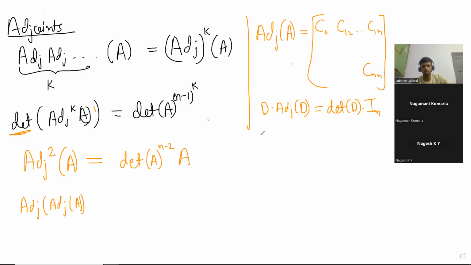Okay, D to be adjoint A. Yes, sir. I think you are doing it correctly. Adjoint A, and here we get adjoint squared A. Determinant of adjoint A times I.